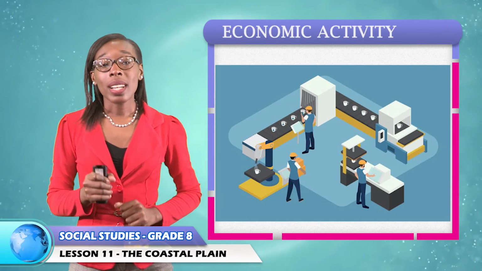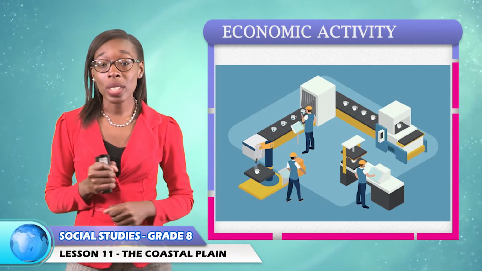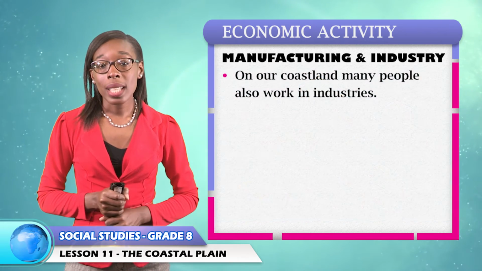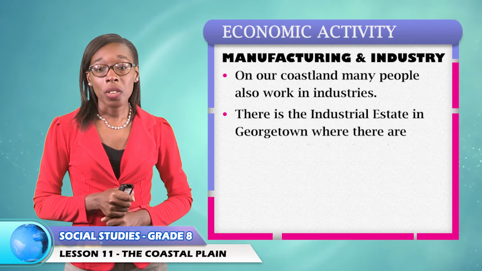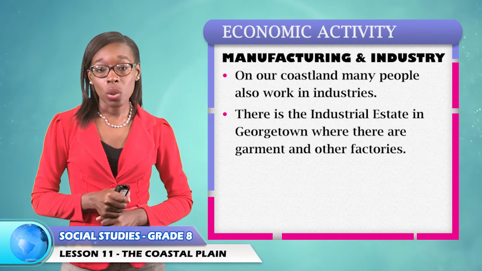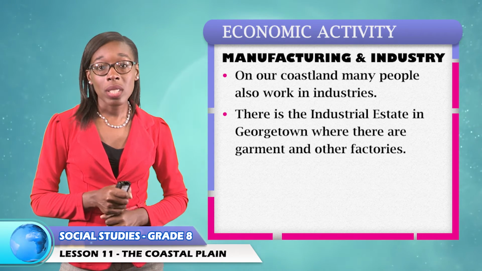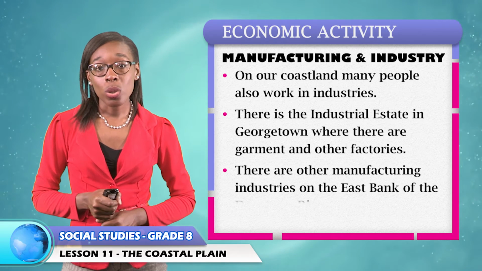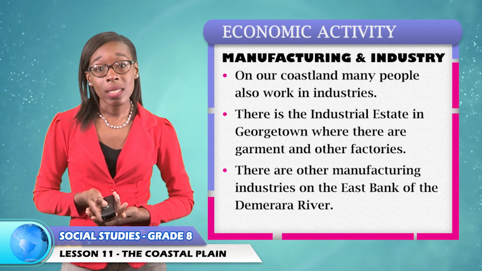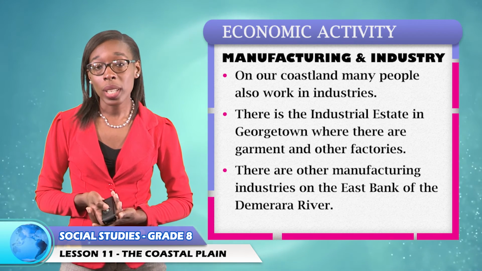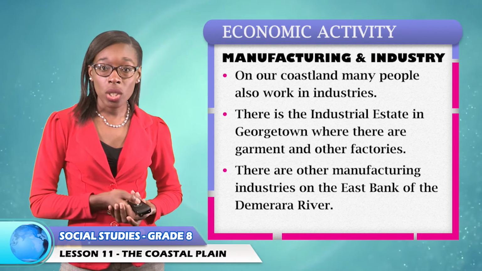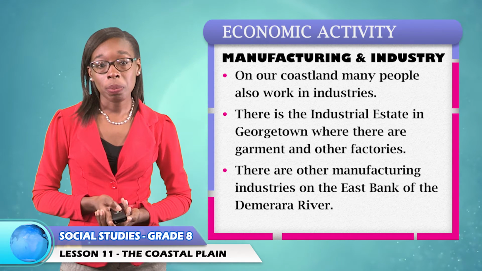The second economic activity is manufacturing and industry. Our coastline has many people who also work in industries. There is the industrial estate in Georgetown, where there are garment and other factories. There's also an industrial estate in Eccles, located on the east bank of Demerara, and one also located in Coldingen on the east coast of Demerara.